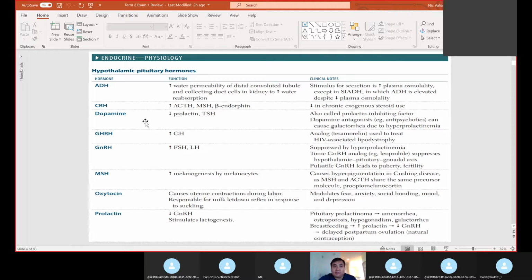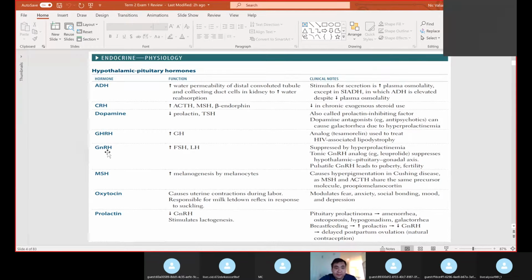Okay? They might trick you. They might not use the name dopamine. They're going to use prolactin inhibiting factor. It's the same thing. Don't get confused. Next, GHRH. What does it do? It increases the production of your growth hormone. Sermorelin, yes, we use that for HIV-associated lipodystrophy, but that's for term 4.